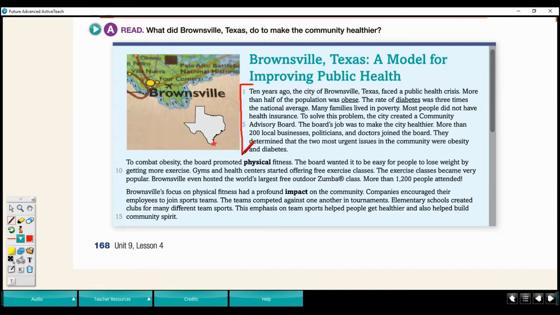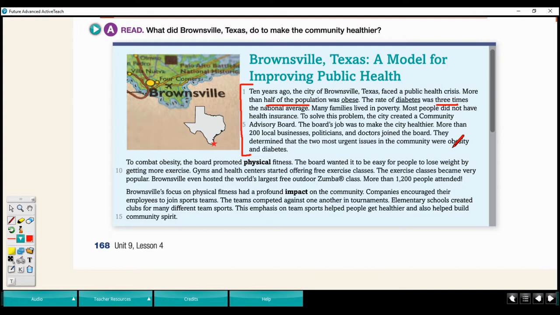In this introduction, the hook, or what draws people in, are some surprising statistics. For example, half the population was obese, and the rate of diabetes was 3 times the national average. The author then moves to the point of this article, and that is to discuss both obesity and diabetes in Brownsville, Texas.